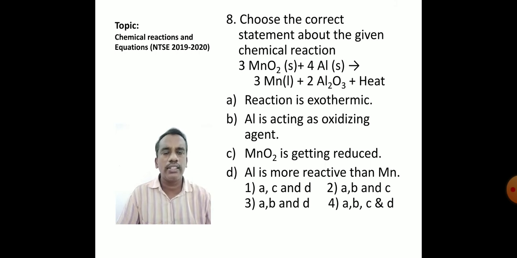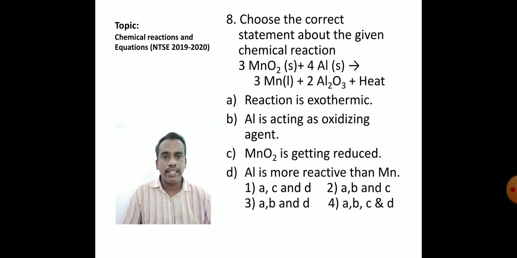Choose the correct statement about the given chemical reaction. Very good one. A chemical reaction is given here. This question was asked in the NTSE 2019-20. Now what is the chemical equation given here? 3 moles of manganese dioxide were added to 4 moles of aluminium. They formed 3 moles of manganese and also 2 moles of aluminium oxide. Along with that, heat was released in the equation.